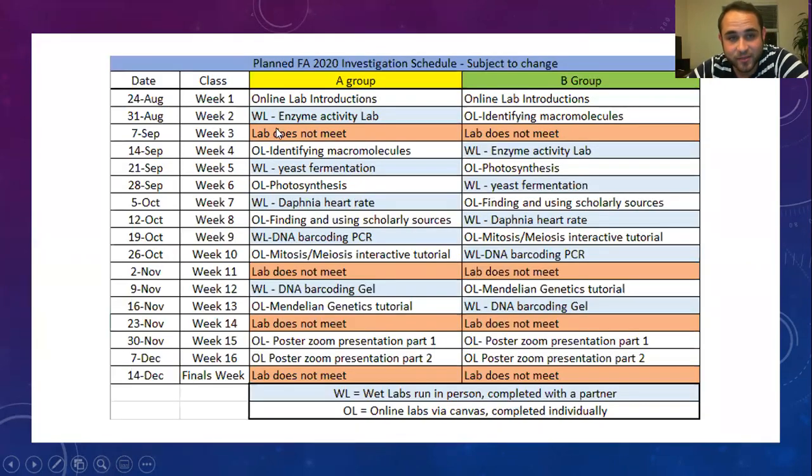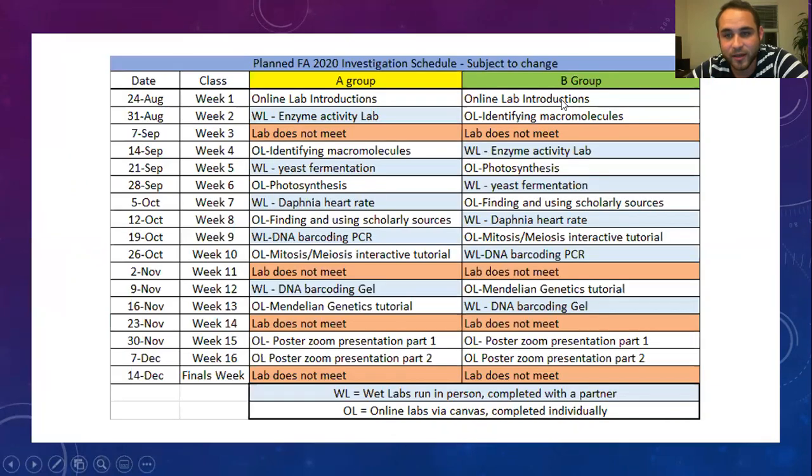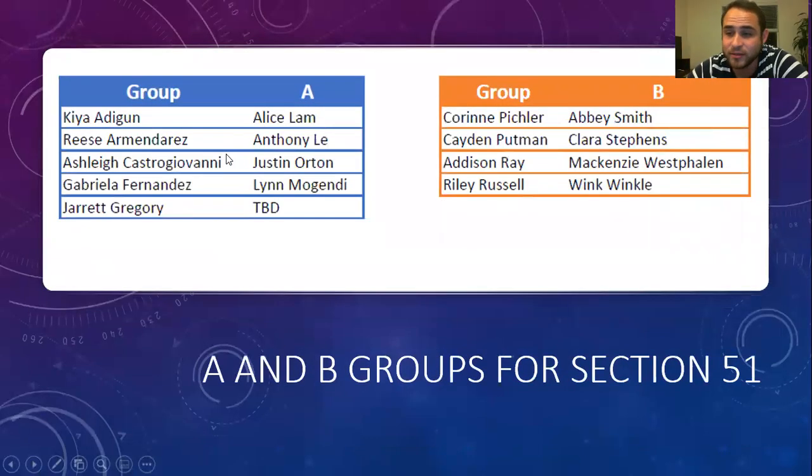You're going to be seeing me in person next week, the week of August 31st. If you are section 34, I believe it's Thursday at 3 p.m. And if you're group B, you're going to be doing the online activity the following week, and we won't see each other in person until the week of September 14, again the Thursday of that week, of week 4. And if you are in section 51, which I believe is my Friday section, these are the groups.